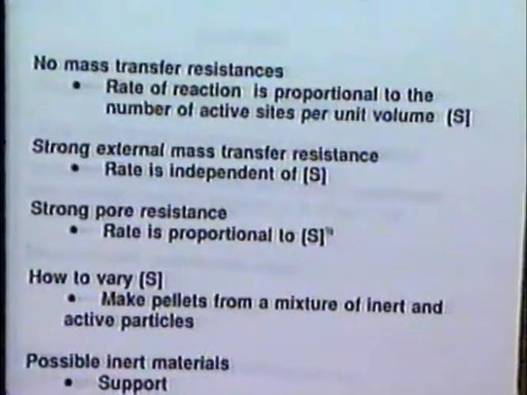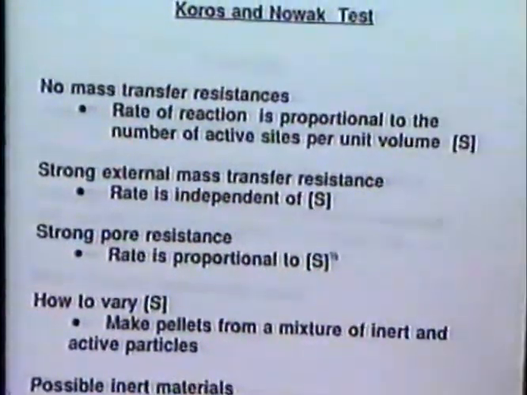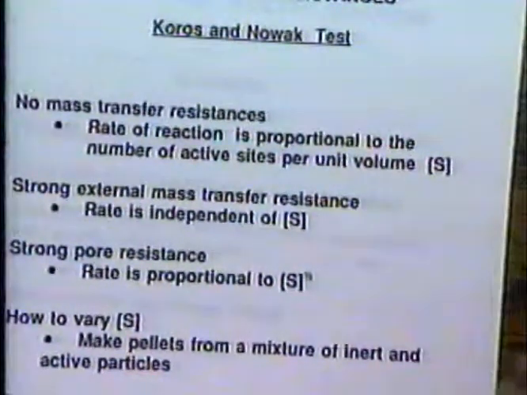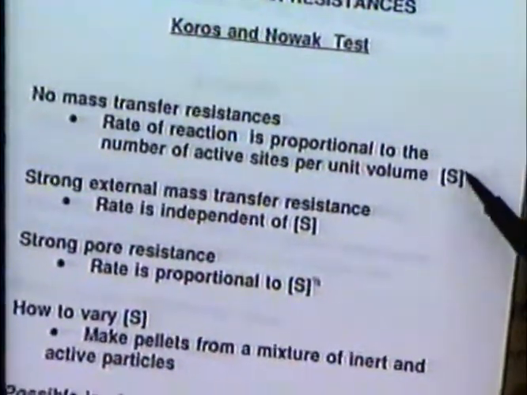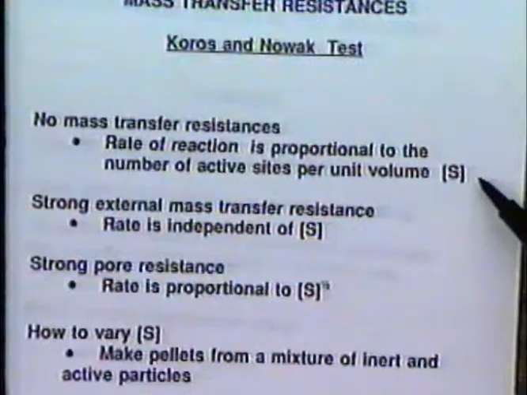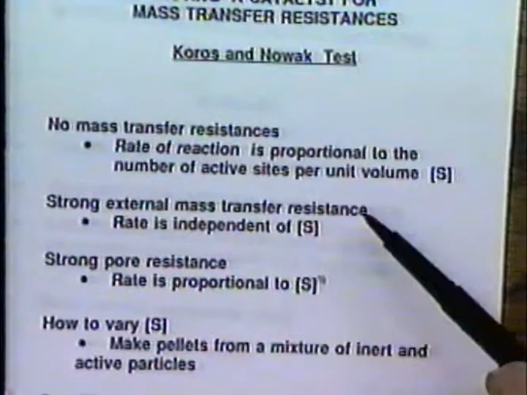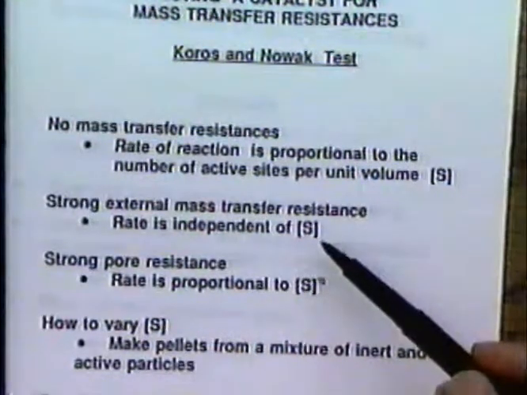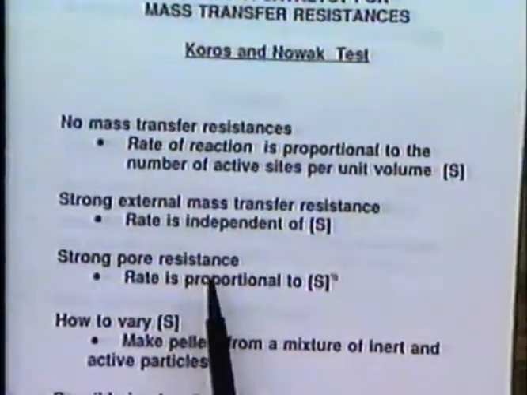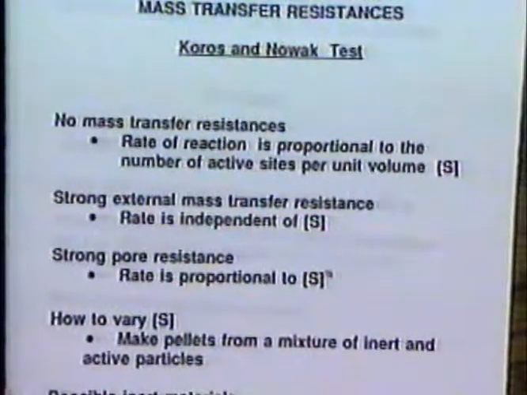Therefore, a better test for mass transfer resistance is the so-called Koros and Nowak test, which looks at the following factors. When there are no mass transfer resistances, the rate of reaction is proportional to the number of active sites per unit volume. If we have a strong external mass transfer resistance, the rate will be independent of the number of sites, because the rate will depend only on the mass transfer coefficient. Remember, if we have a mass transfer controlled reaction, the rate will depend only on the mass transfer coefficient.